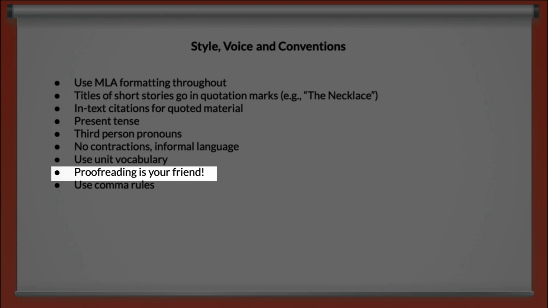Proofreading is your friend, and it's honestly so helpful if you read it out loud. As you do so, listen for mistakes and remember the comma rules that you've learned throughout this unit so that your punctuation game is flawless.